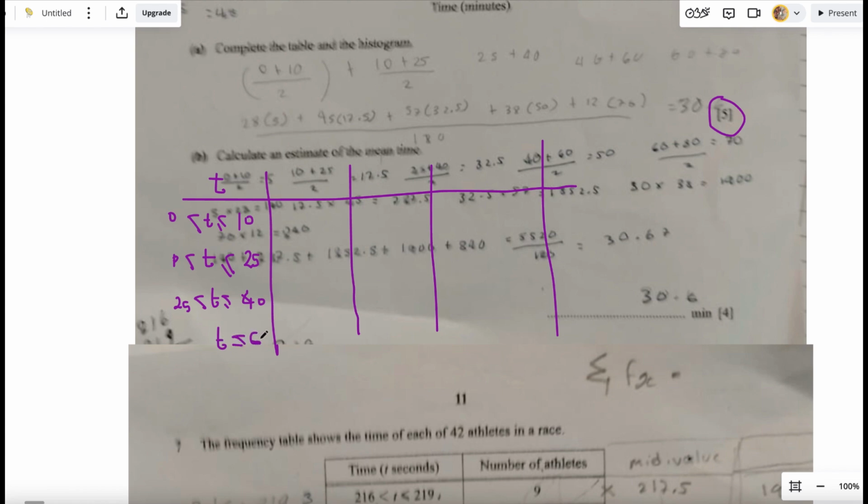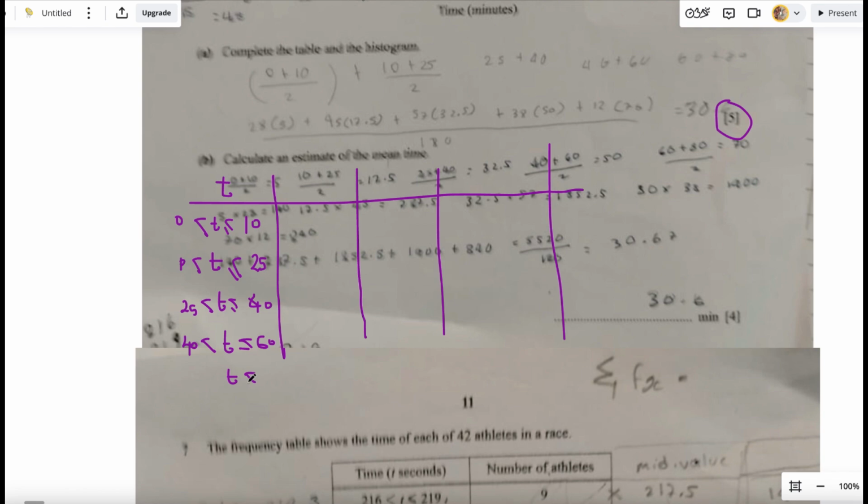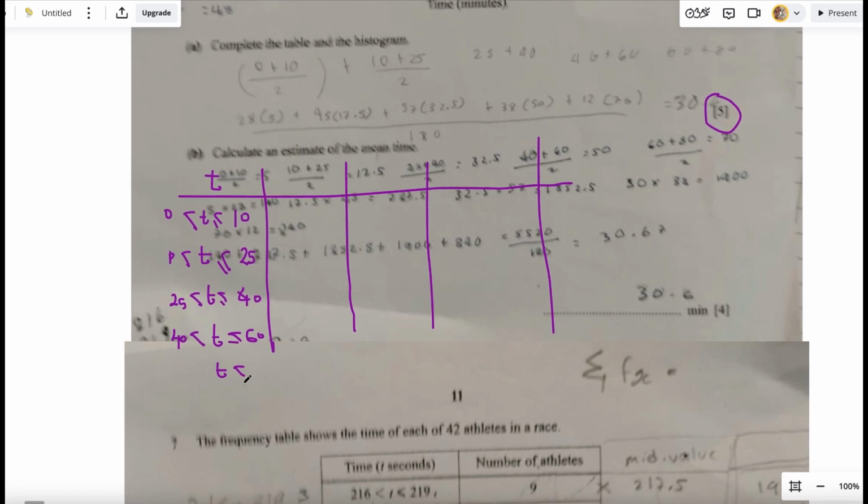These are the group values. We want to calculate the mean. So to calculate the mean, you must know how to do this small table. And greater than 40. The last one, t is less than or equal to 80, and is greater than 60.